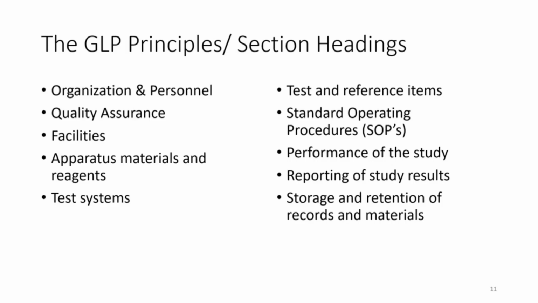study results. So it is divided into the following section headings, namely organization and personnel, quality assurance, facilities, apparatus, materials and reagents, test systems, test and reference items, standard operating procedures, also known as SOPs, performance of the study, reporting of study results, storage and retention of records and materials. So in the subsequent slides, I will go slightly more into detail into the various aspects.